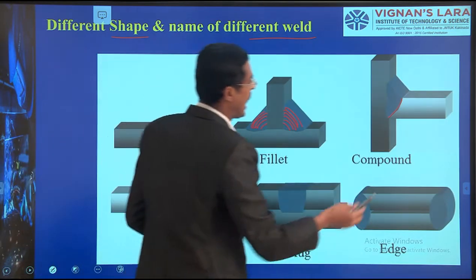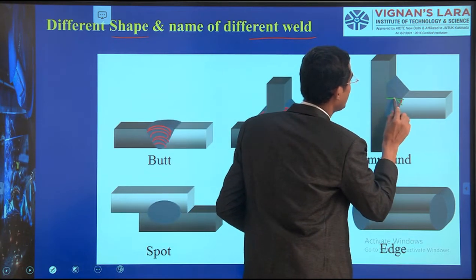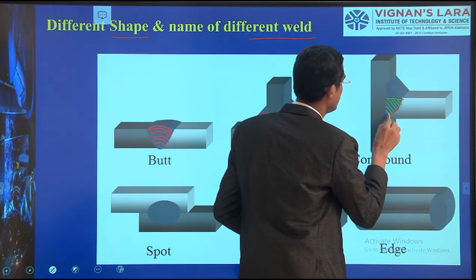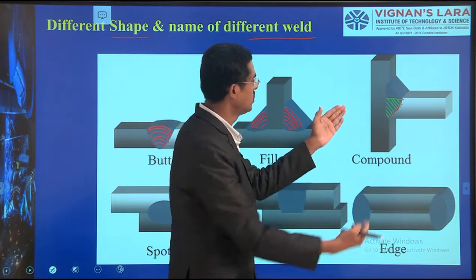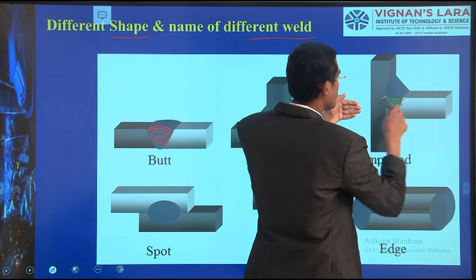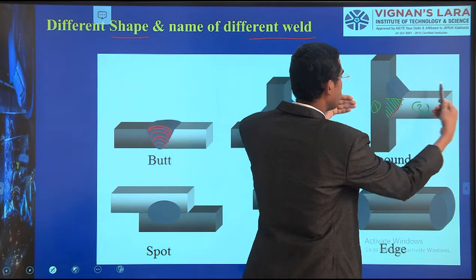In this edge preparation, I am welding here first. What is this joint? This is one specimen, this is one specimen. I am connecting both, it is a butt joint.